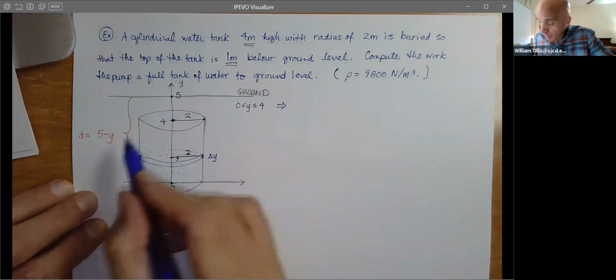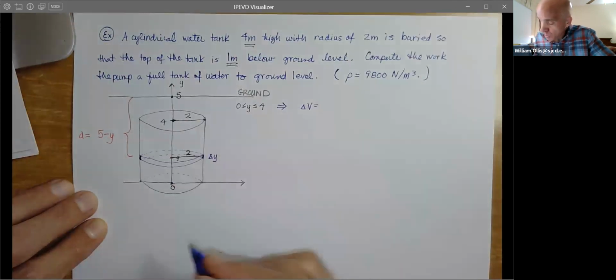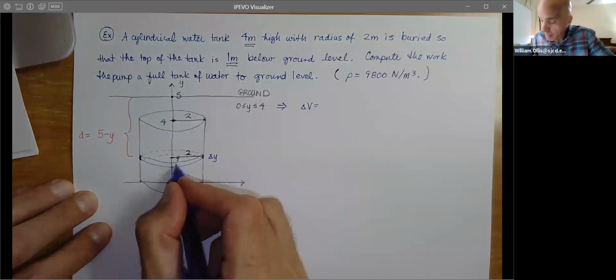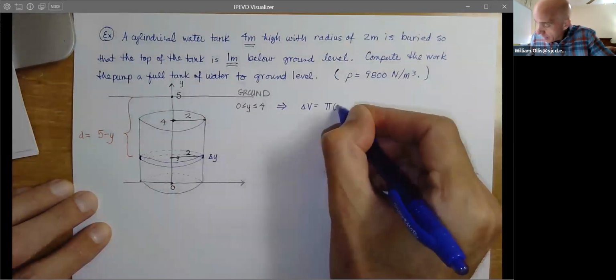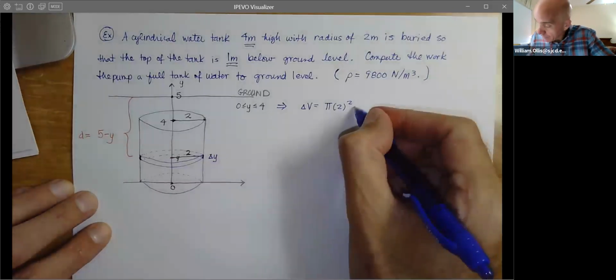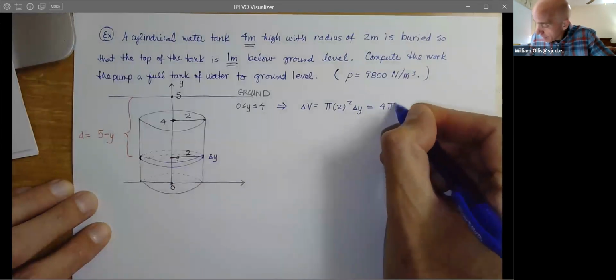So now when we look at this, we're thinking, what's the volume? Well, this was like the very first problem with the shell method. This is a circular disc. So we have pi r squared, so pi 2 squared times delta y. So we get 4 pi delta y.